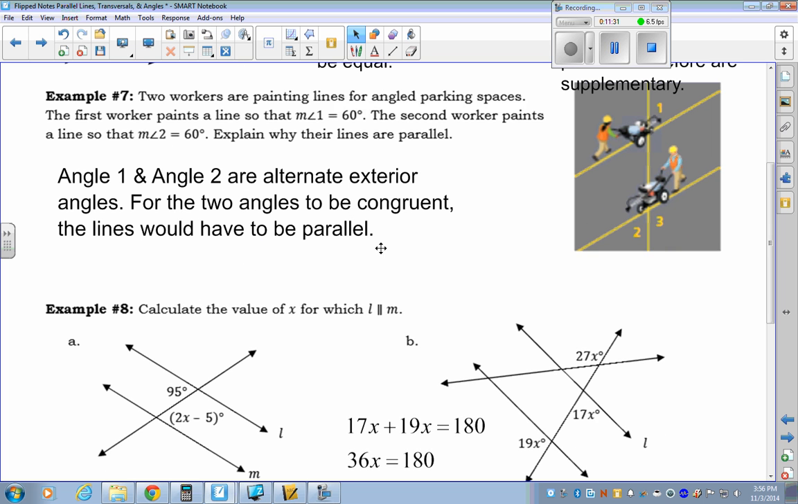Okay, real world problem: we have two workers painting lines for angled parking spaces. The measurement of angle 1 is 60 degrees, and they paint a line so that the measurement of angle 2 is also 60 degrees. Explain why their lines are parallel. Well, angle 1 and angle 2 are alternate exterior angles, and for those to be congruent, the lines had to have been parallel, because if the lines are parallel, then the alternate exterior angles are congruent.